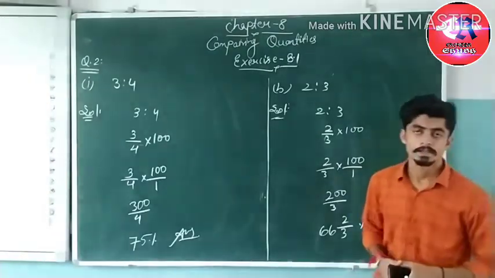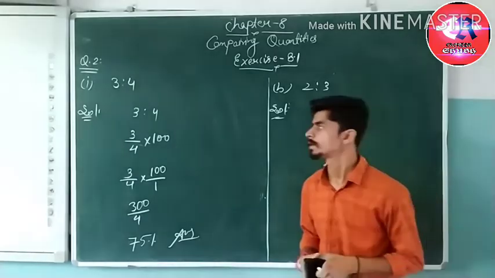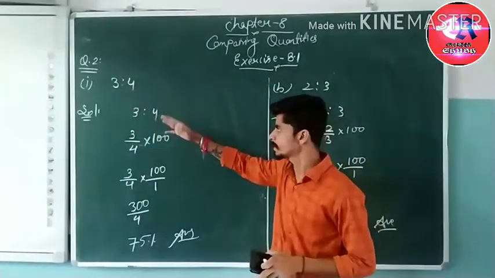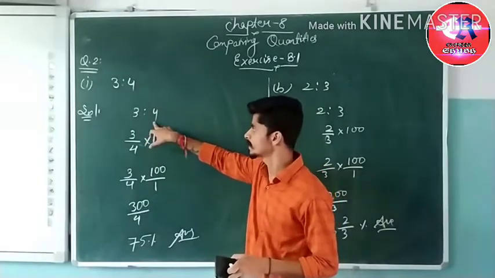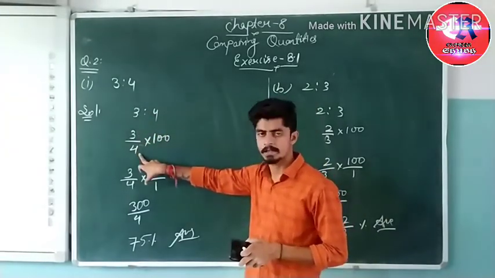So the next question is question number 2. Here we have to convert the ratio into a percentage. The ratio given is 3:4. We have to convert it into a percentage. So here the question is repeated. The ratio is given as 3:4. We can write it in the fractional form.